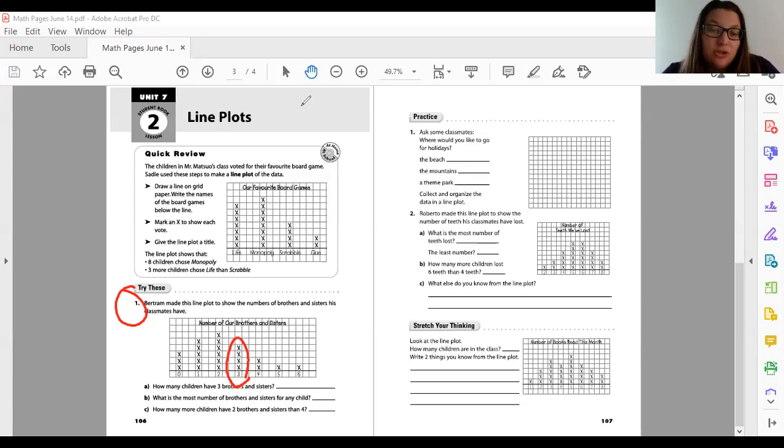How many more children have 2 brothers and sisters than 4? So again, you're going to compare this one to this one. And just tell me how many more children have 2 brothers and sisters than 4.